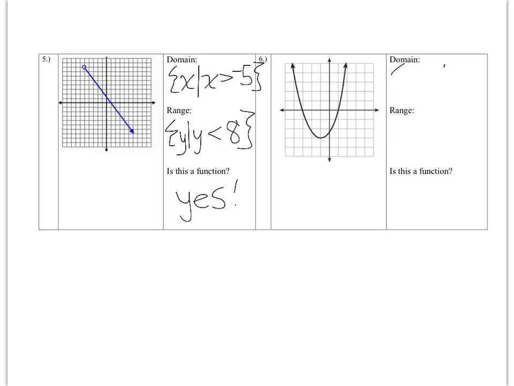So this one is going to be x such that x is all real numbers. It's hitting every single x value. The range, however, doesn't hit every single x value. The range, you're going to be looking at the y-axis.